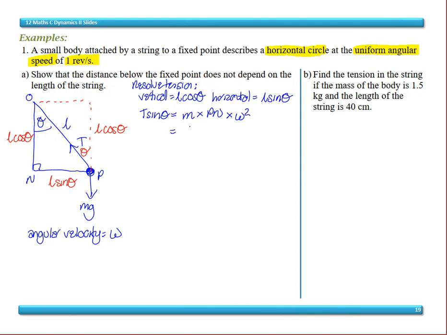So that's going to be m times L sine theta times omega squared. So our tension, if we divide both sides by sine theta, is equal to m L omega squared. Or you could remember the formula. Okay, T cos theta is going to equal our mg.